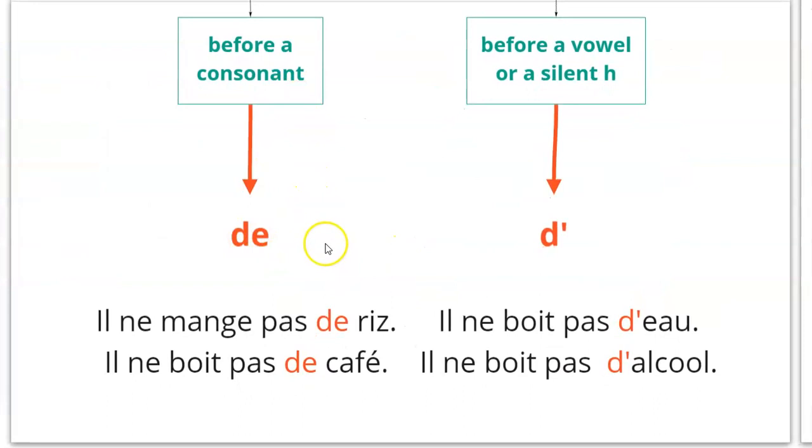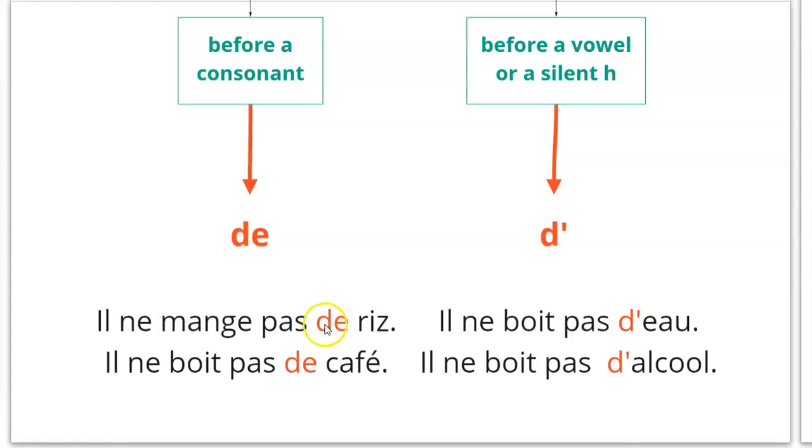So if you have a negative sentence and the noun is starting with a consonant, you will use de. For example, il ne mange pas. He doesn't eat. It's a negative sentence. He doesn't eat what? Rice. In English I say he doesn't eat rice. But in French I need to use the article for an indefinite quantity or no quantity because it's a negative sentence. So, il ne mange pas de riz. You use the form de in front of the noun riz. This is for the negative sentence.